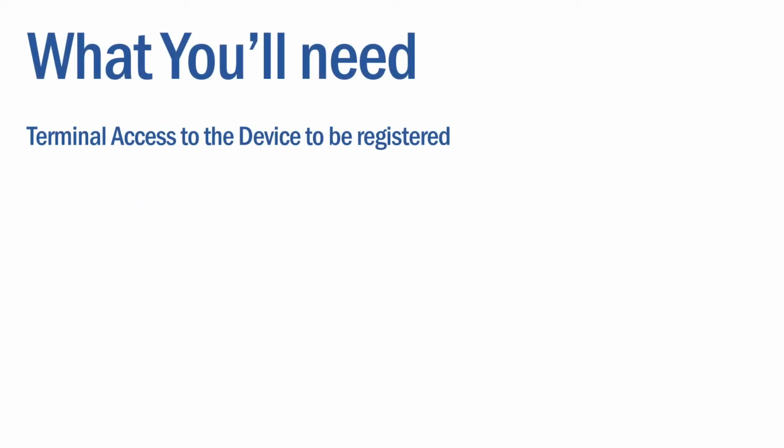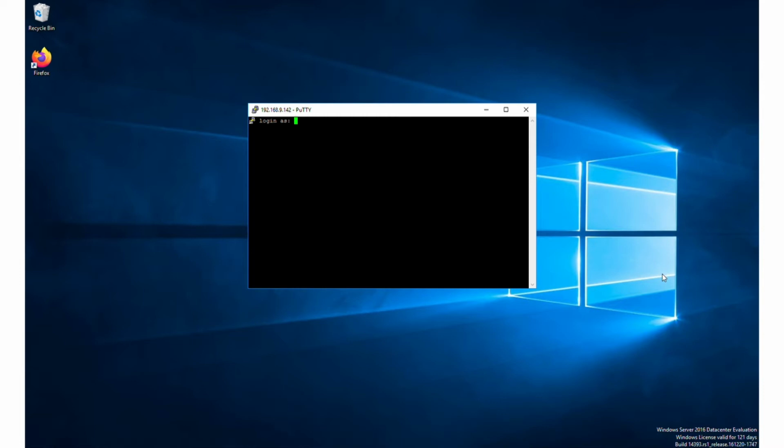Welcome to the second section, Device Registration. In this section, we will be adding an Arista device to the CloudVision console. You will need terminal access to the device that needs to be registered. Here, I have a PuTTY session established to an Arista data center switch, which is on the same network as our CloudVision nodes.